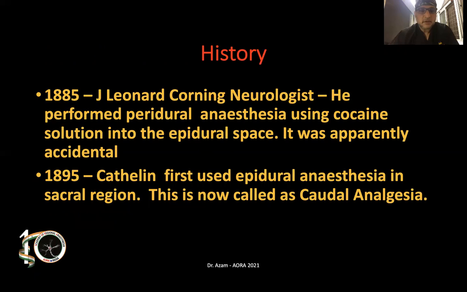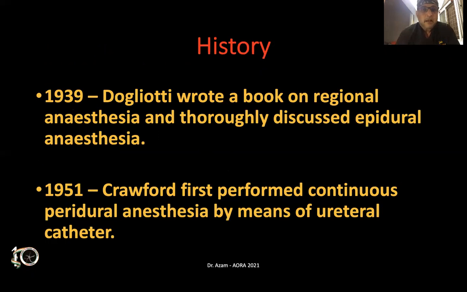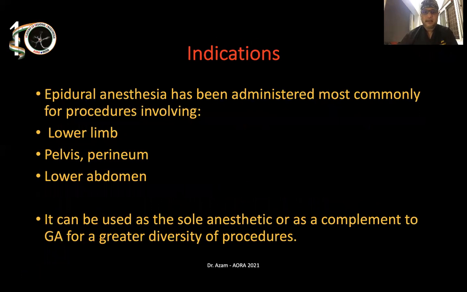Now going back to the history, 1885, Leonard Corning was a neurologist. He performed peridural anesthesia using cocaine solution. Apparently, this was an accidental invention. In 1895, Catherine first used epidural anesthesia in sacral region, which is now called as caudal analgesia. 1939, Dogliot wrote a book on regional anesthesia and thoroughly discussed about epidural anesthesia. And in 1951, Crawford first performed continuous peridural anesthesia by means of urethral catheters.